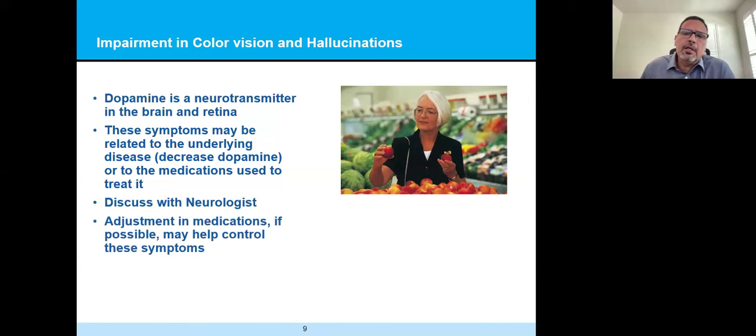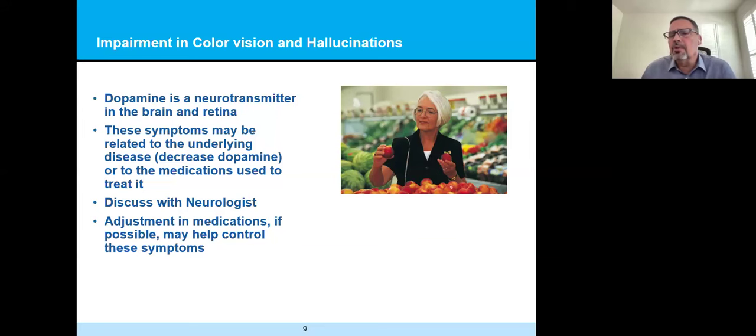If you are experiencing any of these, then this is something you definitely have to discuss with your doctor, usually your neurologist, and sometimes adjusting your medications is going to help a great deal with that. So these are definitely things that you have to discuss with your doctor if you're experiencing them.